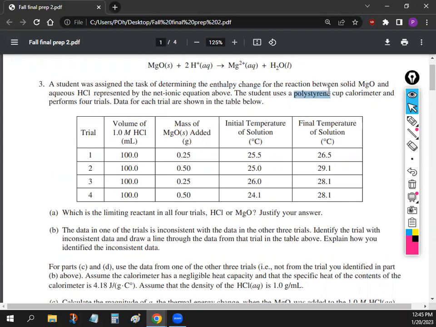You do it in the styrofoam cup calorimeter. And basically you do it 4 times.